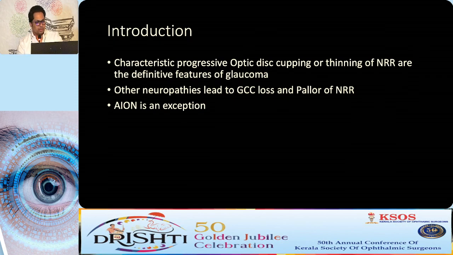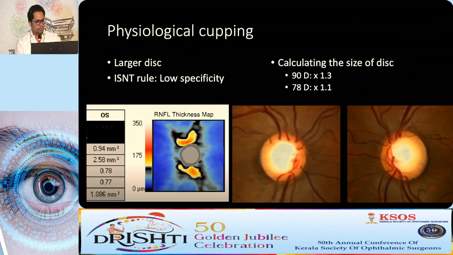AON is an exception, and some of these AONs can over time develop cavernous optic neuropathy. Not all cavernous optic neuropathies or cuppings are abnormal. Some of them can be physiological. When you have a larger disc, you expect a larger cup. The ISNT rule has very low specificity, and if you go on diagnosing glaucoma based on the ISNT rule, then you will produce a lot of artificial glaucomas.